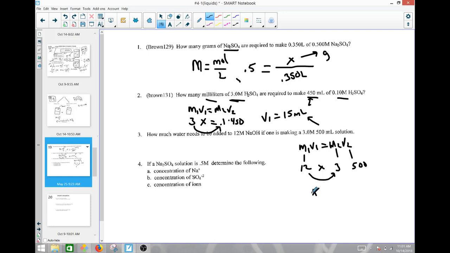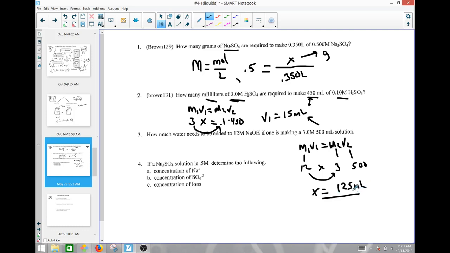3 times 500 is 1500, divided by 12 equals 125. So ask yourself, did that proportion make sense? 125 milliliters. Okay, and of course this is V1.